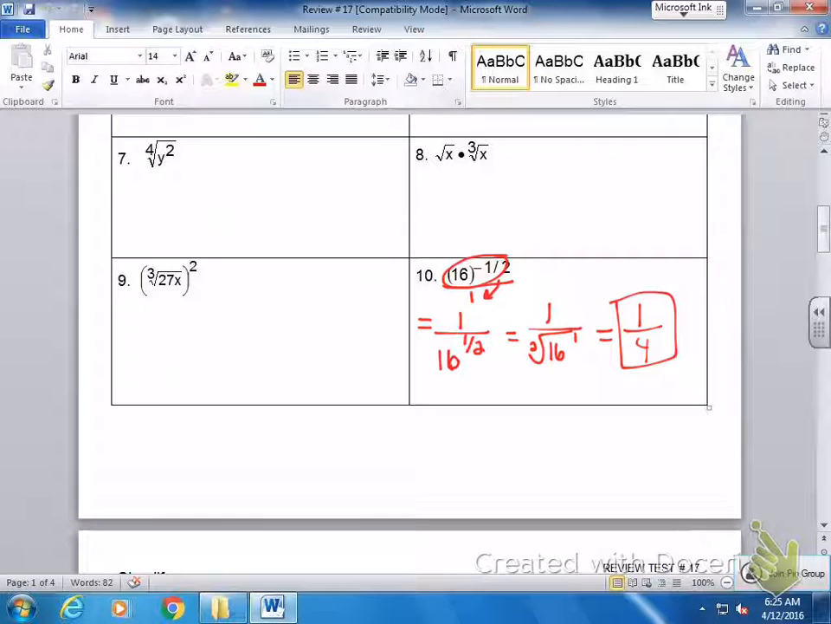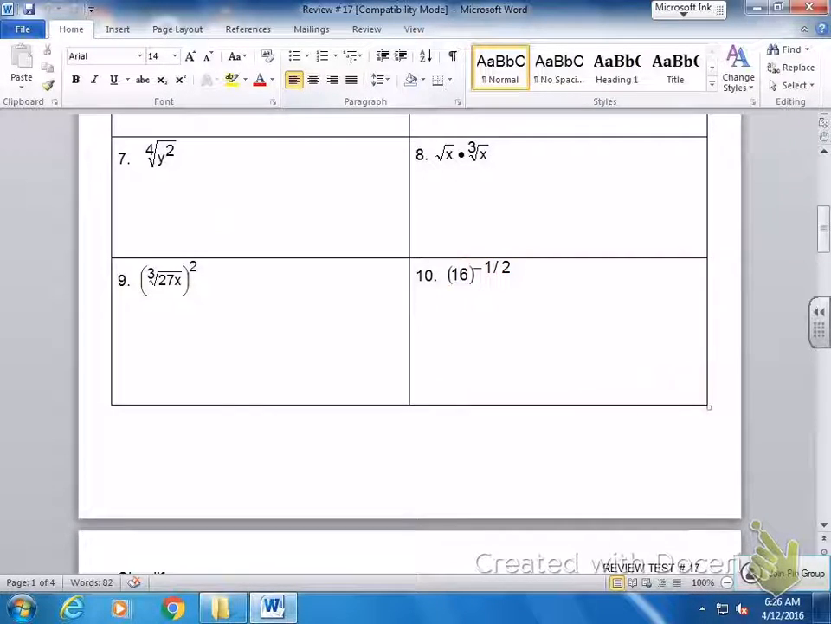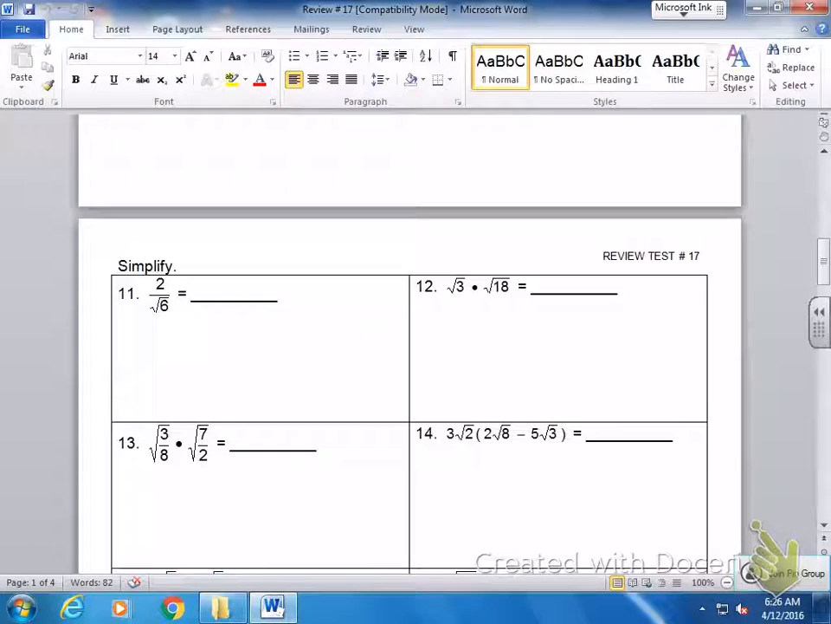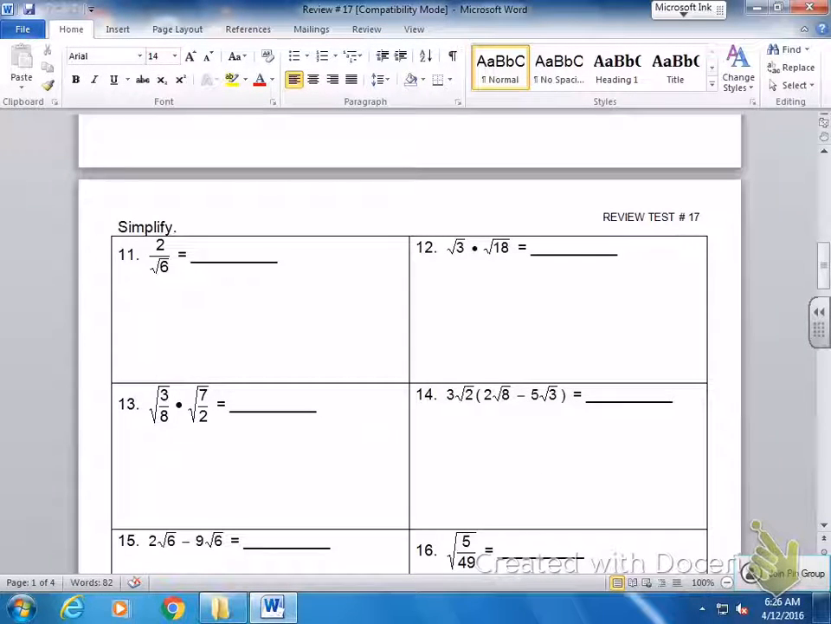Now, it may not necessarily be an easy square root like the square root of 16, but it may very well be. So we'll look at that problem, make sure you get it right. Let's move on to the next page. I want to look at number 11. This is one that we did yesterday on 17.4.